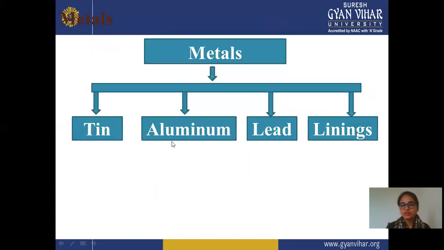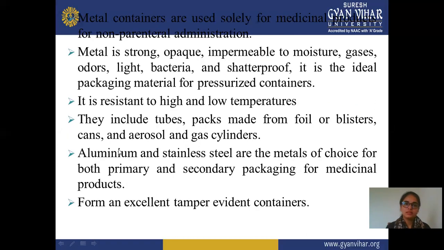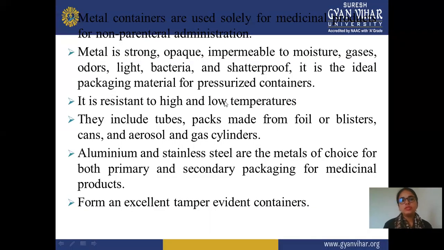Next is metal. Metal is divided into 4 categories: first is tin, second is aluminum, third is lead, and fourth is lining. Metal containers are used solely for medicinal products for non-parenteral administration. This means metal containers are used for packaging of non-parenteral products. They are not used as packaging material for parenteral preparations. They are used for non-parenteral administration.